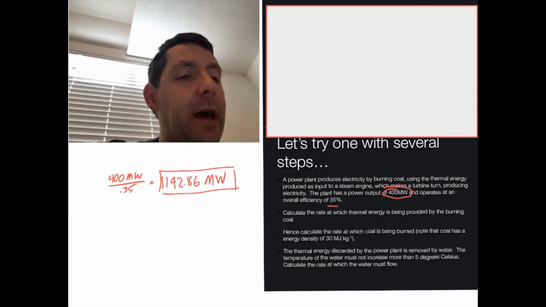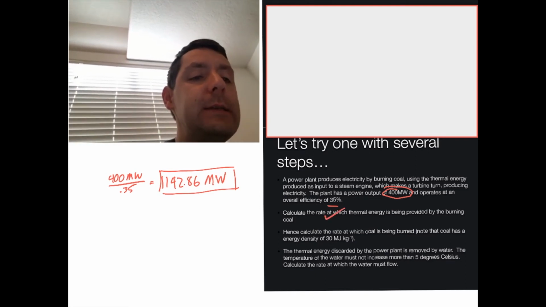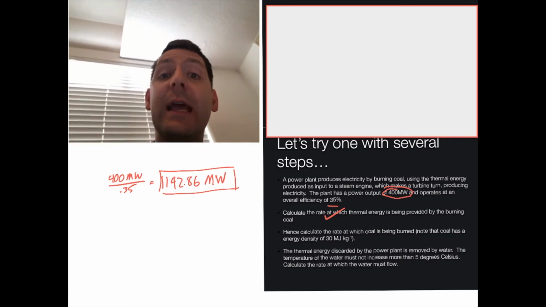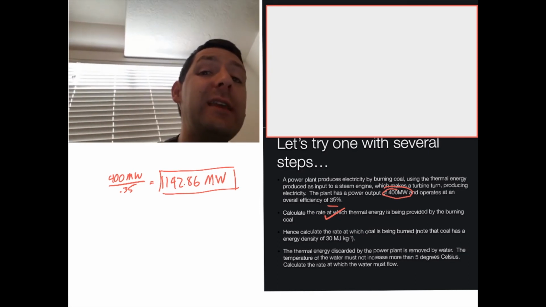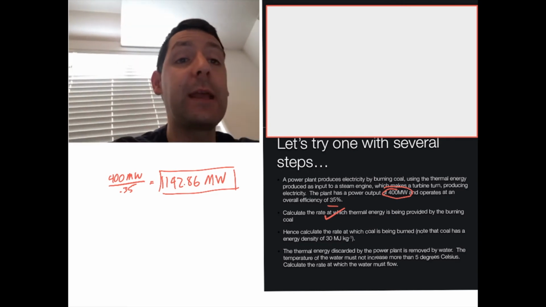Okay, so that is the rate at which thermal energy is being provided. The next part is "hence." Calculate hence, meaning use the information above. So anytime you see "hence," you've got to use the information above. If you weren't able to calculate the energy above, then just make something up. It's perfectly fine.